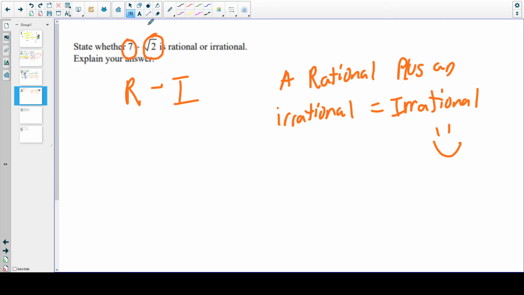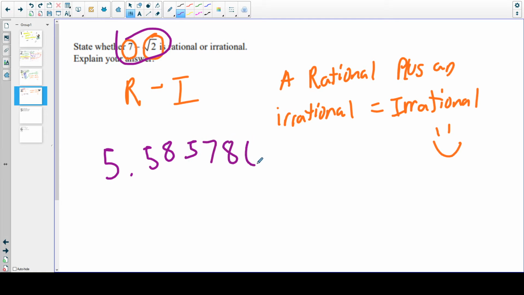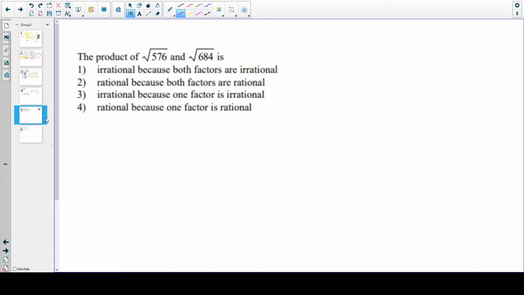Also, if you decide to put this on your calculator, actually I'll do it right now for you. I have my calculator right next to me. So 7 minus the square root of 2. If you put it on your calculator, that equals 5.5858786, and so on and so forth. Could you guess what the next number is? Absolutely not. There's no pattern. Irrational. Let's do another one.